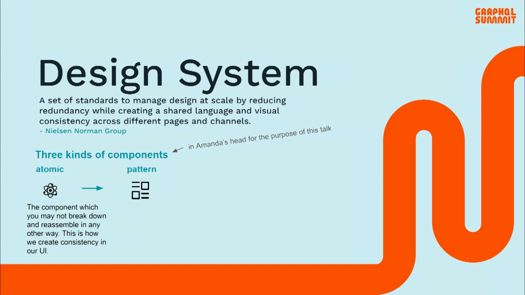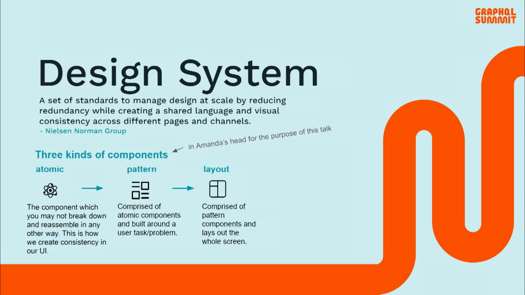We can assemble our atomic components together and get pattern components. These are, again, comprised of atomic components, but they have a very specific purpose. They are built around a user, task, or problem. And then finally, we can assemble our pattern components together and get your layout component, which should have layout instructions in it. So this is a paradigm in my head. These are the terms I'll be using. I'm not saying this is the right way. I think another interesting thing is saying how many levels you can have in between there, because why not? As long as you're getting efficiency in what you're building, you could have atomic components inside of atomic or pattern inside of pattern. But when I use these terms, hopefully now you know what I mean.